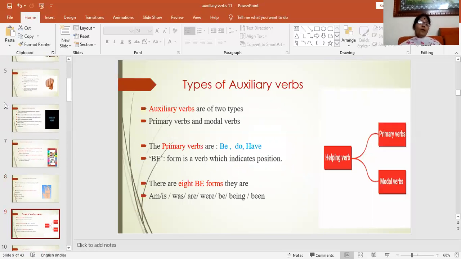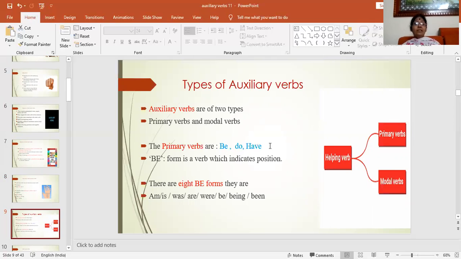So now we have learned what they are, what is their purpose. Let us see the different types of auxiliary verbs. Auxiliary verbs are of two types. They are primary verbs and modal verbs, right? Now, the primary verbs are divided into three forms. One is be form, do form, and have form.